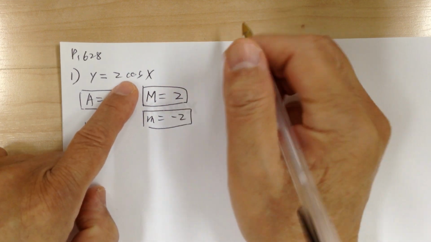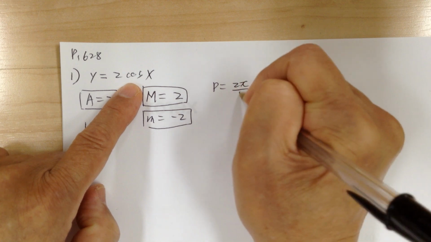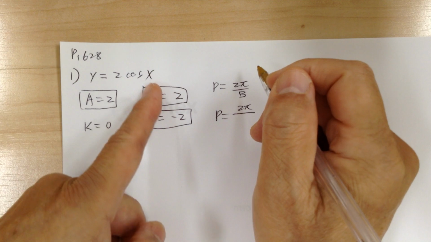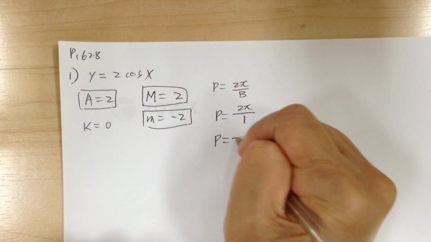And the period, P equal to 2 pi over B. So period equal to 2 pi over, now over here the B is equal to 1. So period will equal 2 pi.